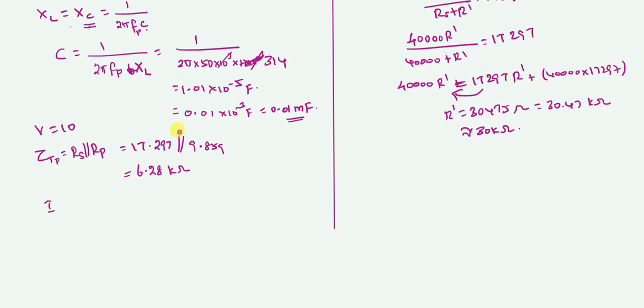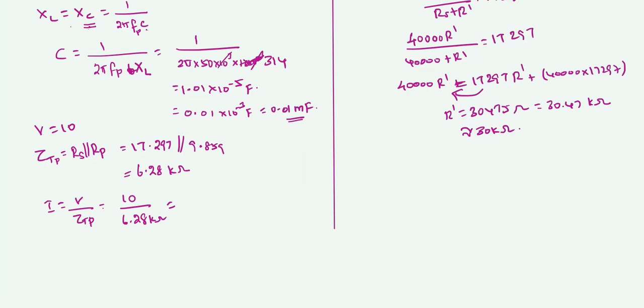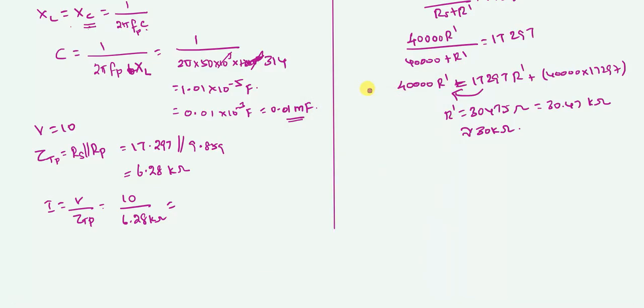So now I want to find out the value of the current source. I is equal to V divided by ZTP. Therefore 10 divided by 6.28 kilo ohm is equal to 1.59. I take approximately 1.6 milliampere. So this is my corresponding circuit. The current source is around 1.6 milliampere.